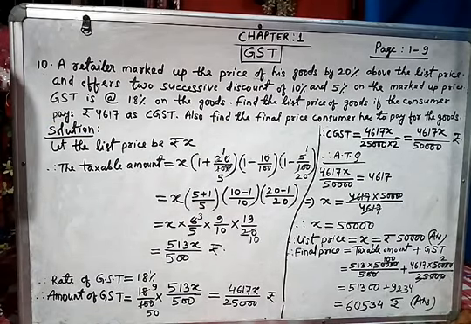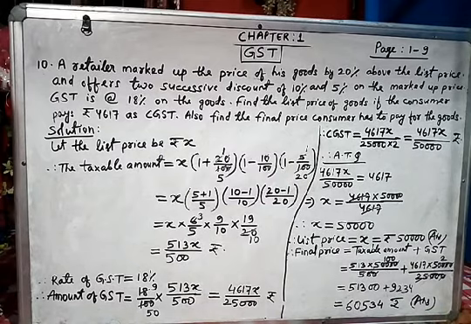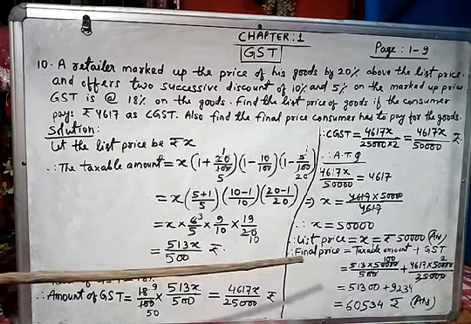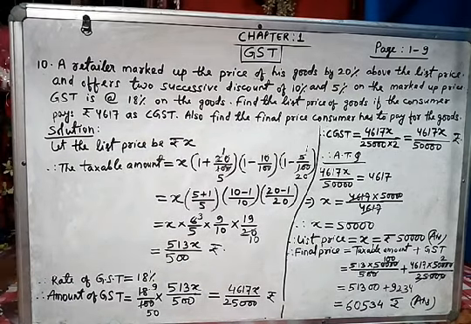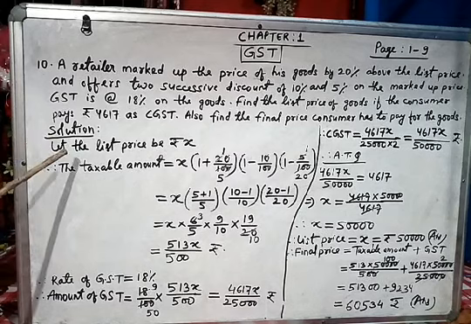Final price means taxable amount plus overall GST. The price at which the retailer is selling the goods, and adding GST on that price, the overall price is called the final price. So let us begin. My solution starts here.